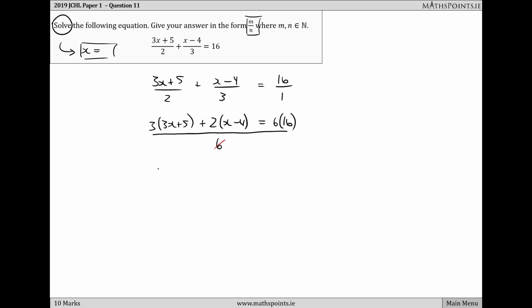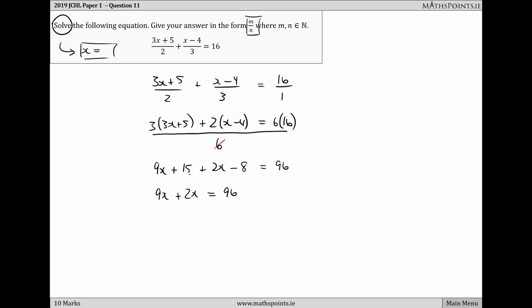So multiplying out the top line, we have 3 by 3x is 9x, 3 by 5 is 15, 2 times x is 2x, 2 times minus 4 is minus 8, and 6 times 16 is equal to 96. We're going to collect the x terms on the left-hand side, so 9x plus 2x, and any number term we're going to have on the right-hand side. So we already have a 96 there.